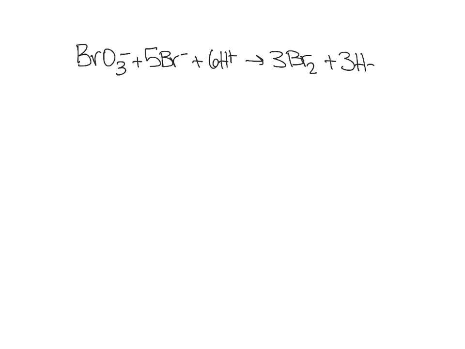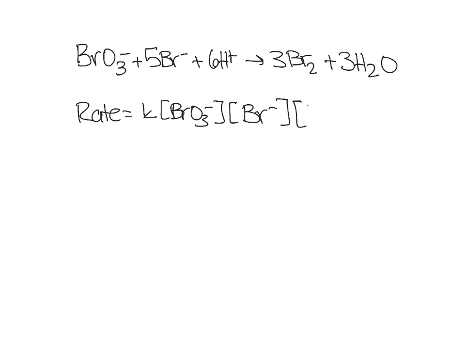This reaction takes the bromate ion, BrO3-, which reacts with bromide ion and H+ ions. And what you get is 3 bromine molecules, Br2, and 3 waters. This rate law is rate equals K times bromate. And by the way, this is just to the first power. Bromide is also to the first power. And the H+ is squared, right?